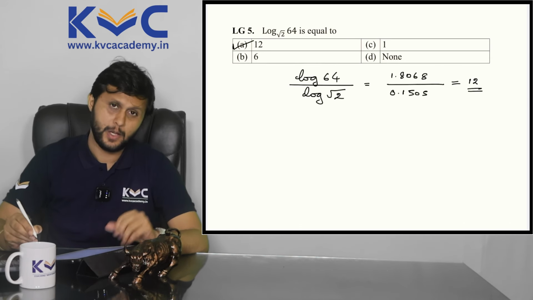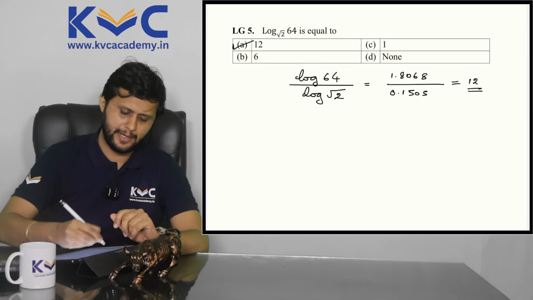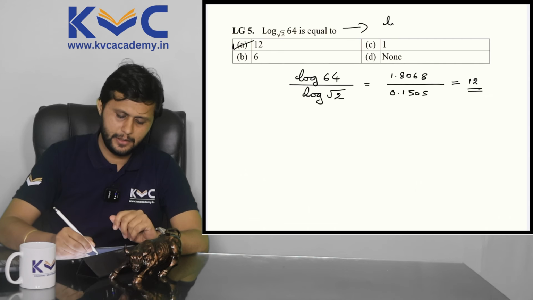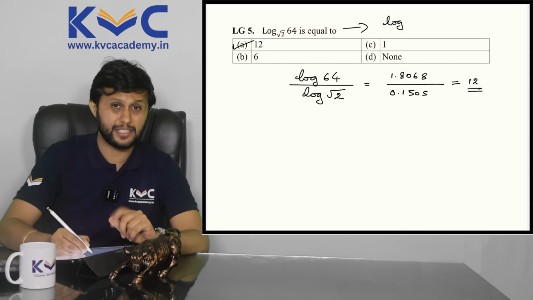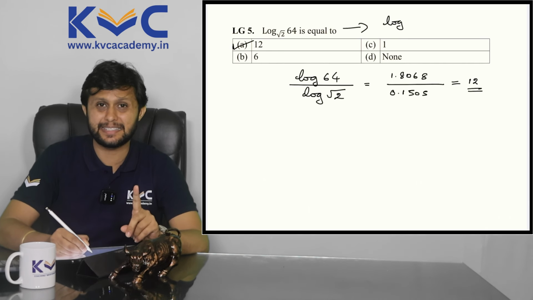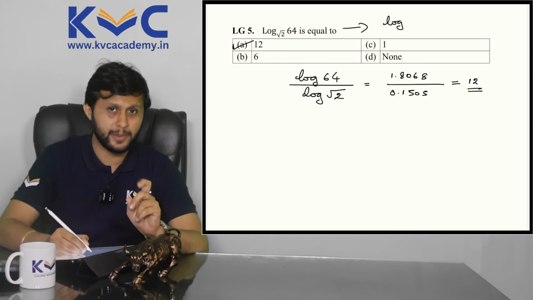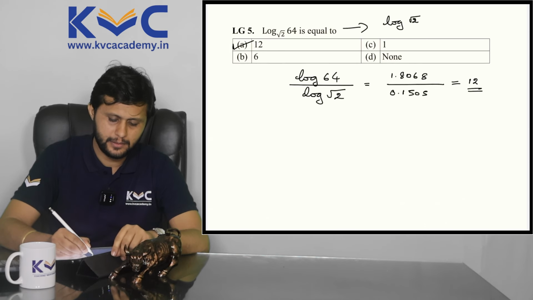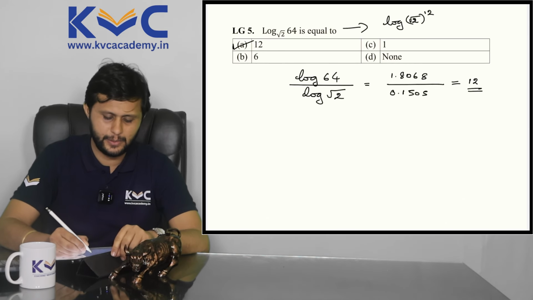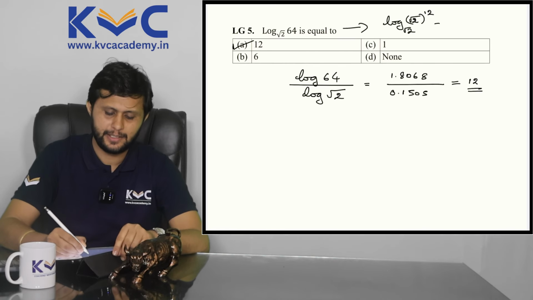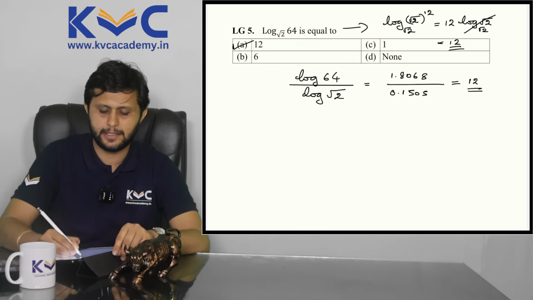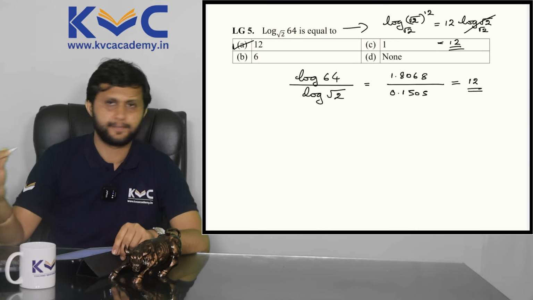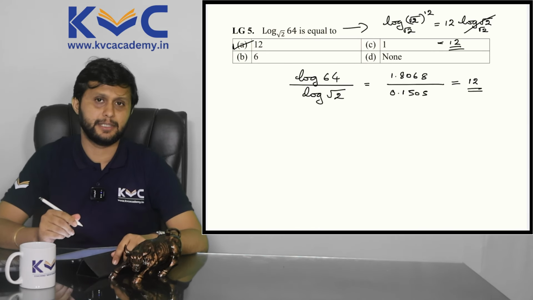Answer is 12. Also, if you're going with the regular method, let me do that also. You could have written logarithm of 64. 64 is 2 to the power 6. If it is 2 to the power 6, it should be root 2 to the power 12. Oh, now you think, oh, this was also easy, right? So then 12 comes out. Logarithm of root 2 to the base root 2 becomes equal to 1. Answer is 12. Whichever method you are comfortable with.